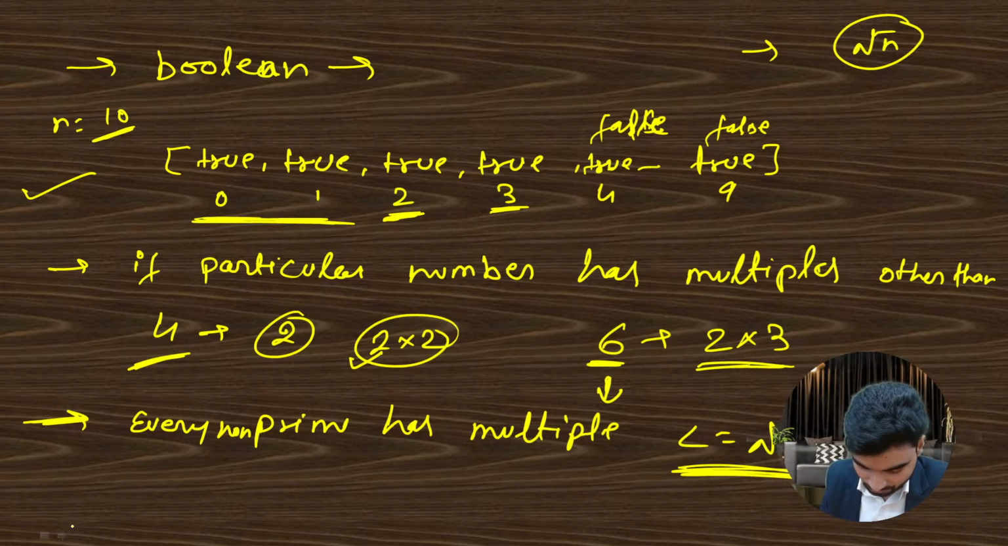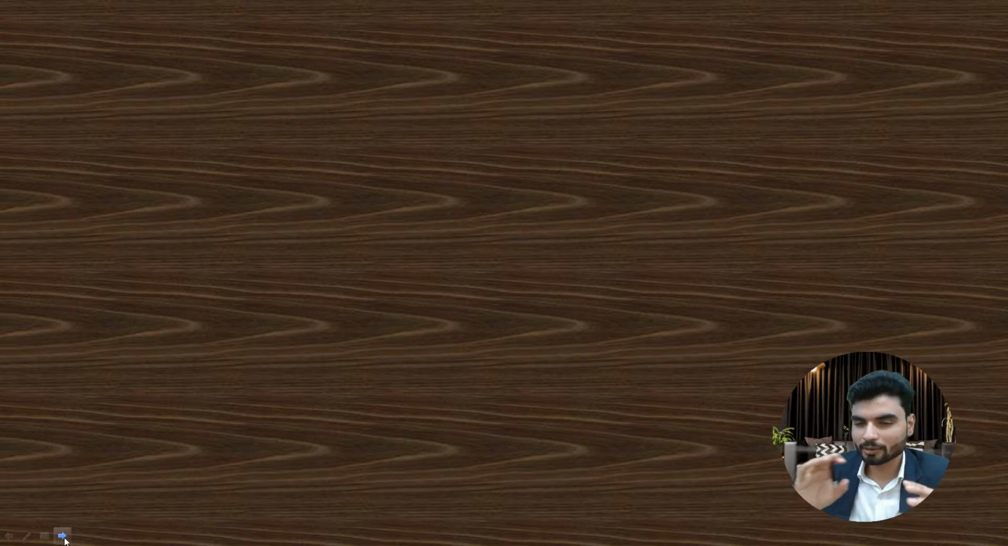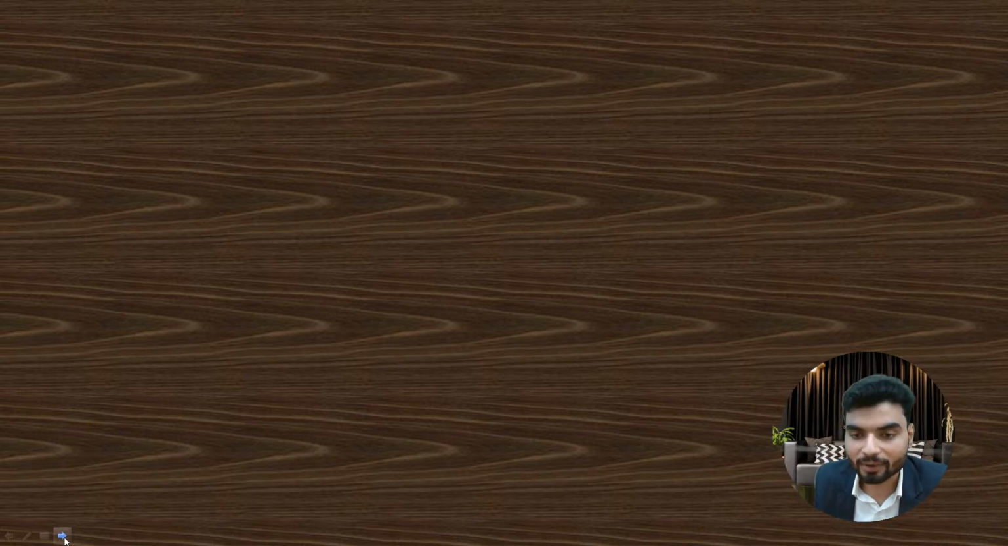Now I'll figure out the logic. We have already thought about how we can do it. We will have a Boolean array. We will fill all the values with true. Then we'll check the multiples. If a multiple exists, we'll mark them false. At the end, the number of true values will be the total count.